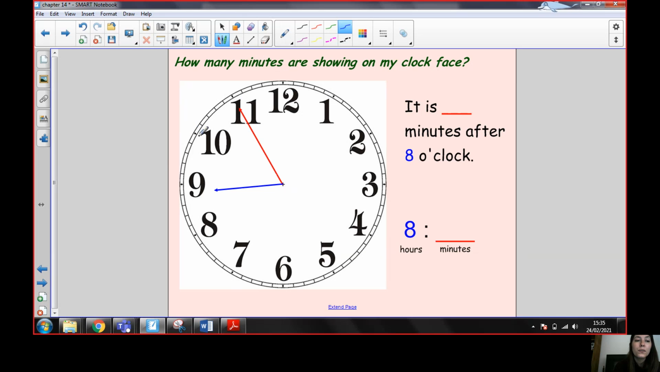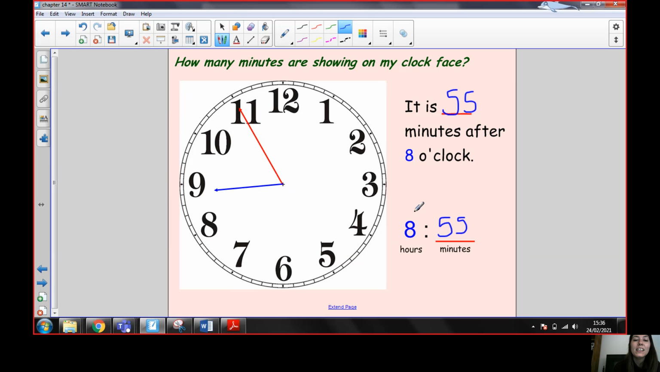I actually already know that 10 lots of 5 are 50. I know the 10 will be 50 minutes, and 5 more than 50 would be 55. So I know that it's 55 minutes after 8 o'clock. We can always check that by counting around the clock face in fives. Here's our 0, 5, 10, count with me, 15, 20, 25, 30, 35, 40, 45, 50, 55. I was right. It is 55 minutes after 8 o'clock.